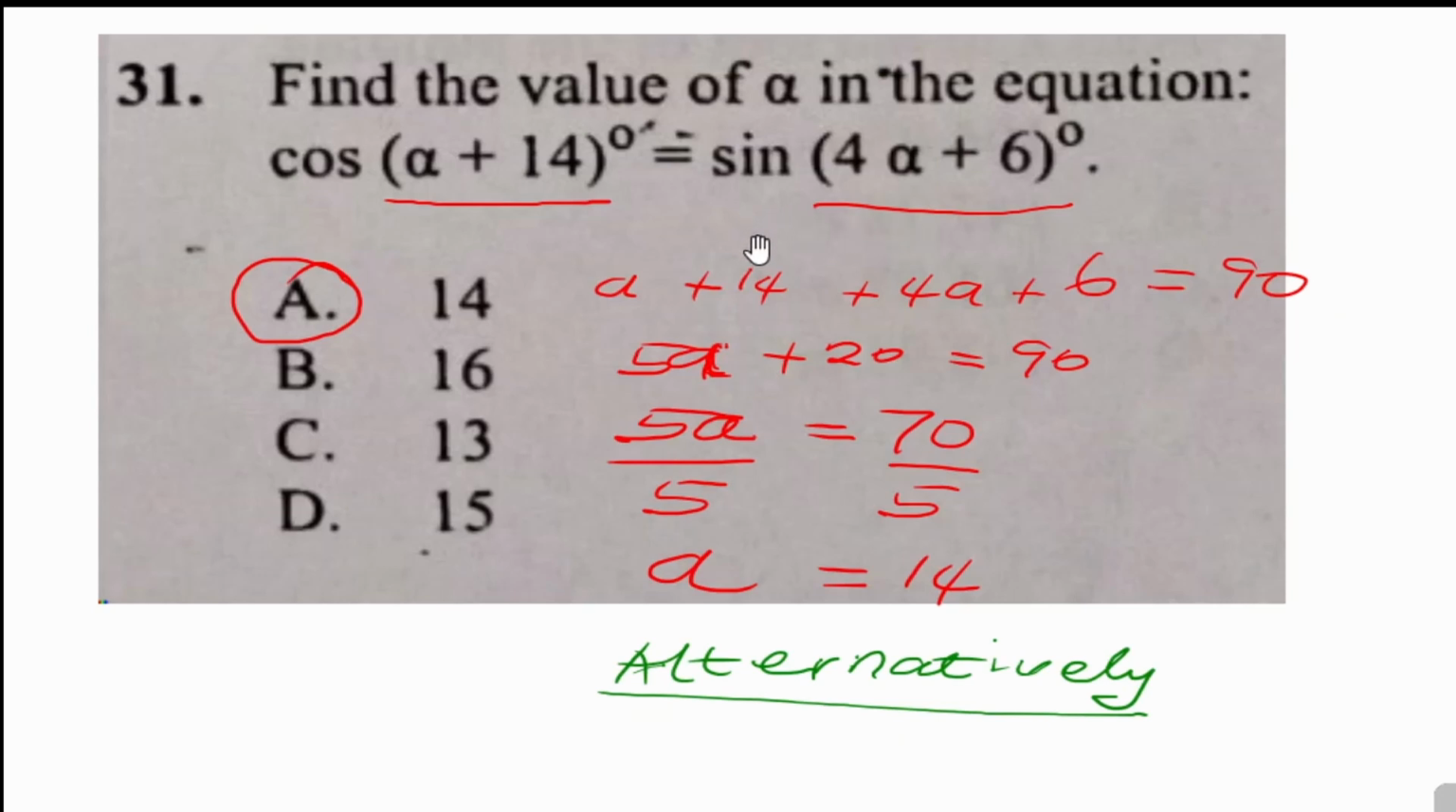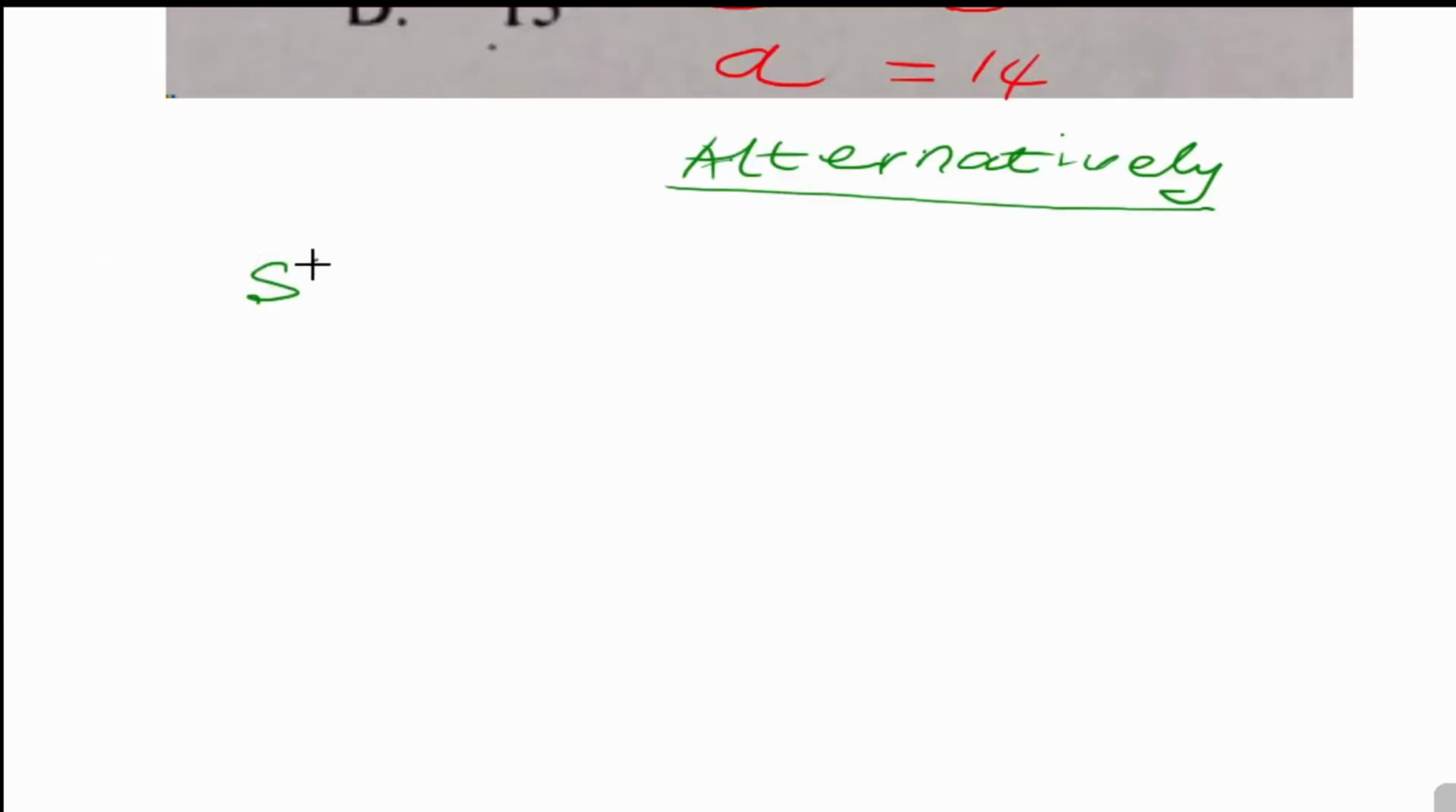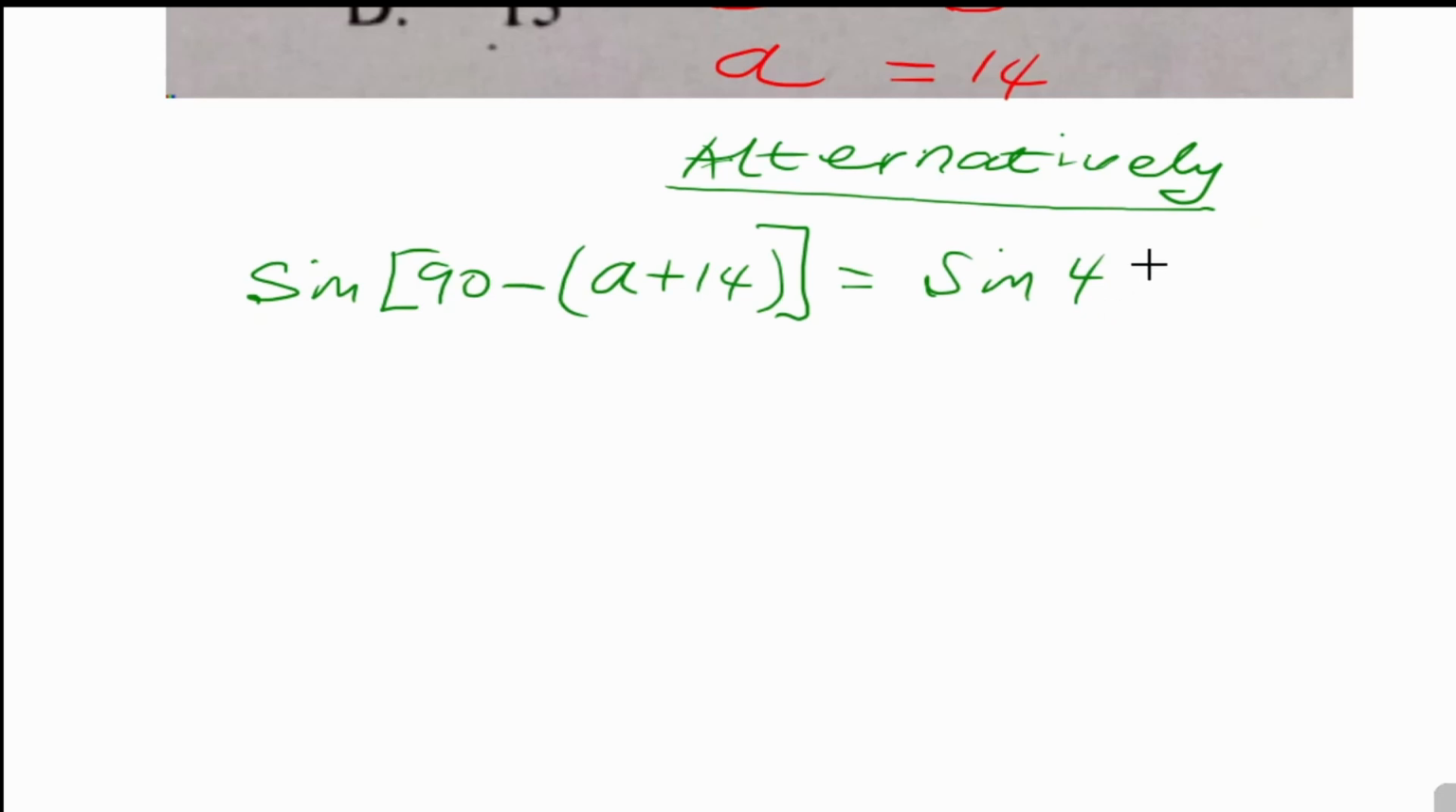So that's what I'm going to do. I'm just going to do that of cos, so that those who would like to try that of sine can try, but it's the same thing. So then I'm going to have sine of 90 minus A, in this case alpha plus 14, and that will be equal to sine of 4 alpha plus 6.